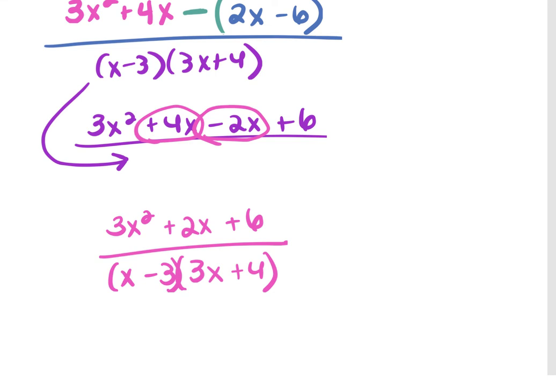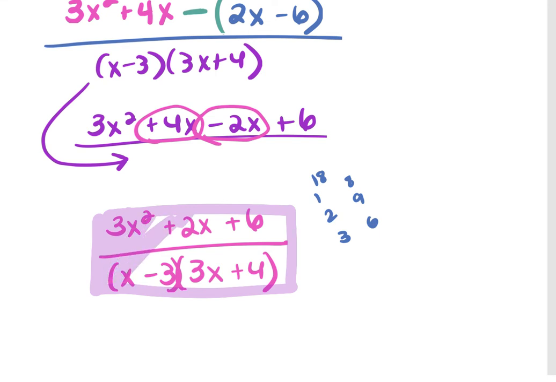Now I have one last step, and that is to see if I can factor my numerator. How would I try to factor that numerator? First and last. So 3 times 6 would be 18. Are there factors of positive 18 that add to positive 2? It would be 1 and 18, 2 and 9, 3 and 6. Any of them add up to 2? No. So this is my answer. That top is prime.